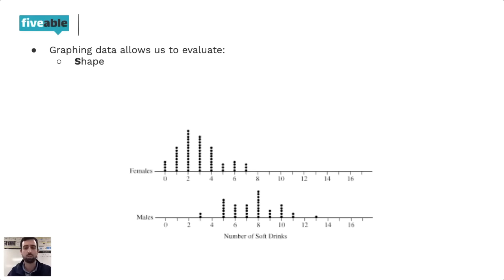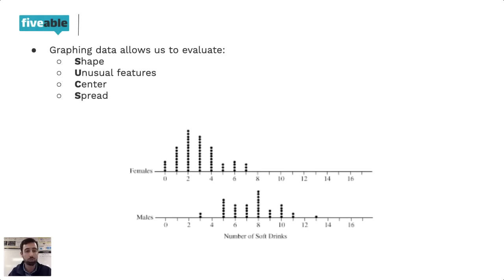Graphing data, univariate data. We want to talk about 4 things. We want to talk about shape, we want to talk about unusual features, we want to talk about center, and we want to talk about spread. Those are the 4 things we want to talk about when graphing univariate data and when describing it.